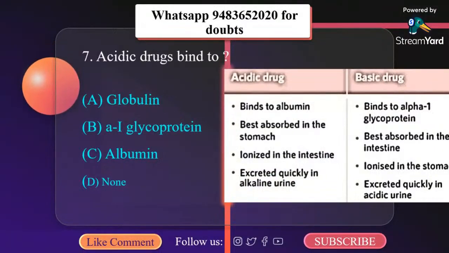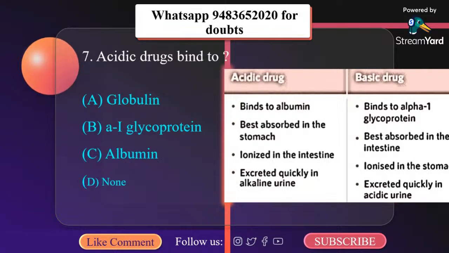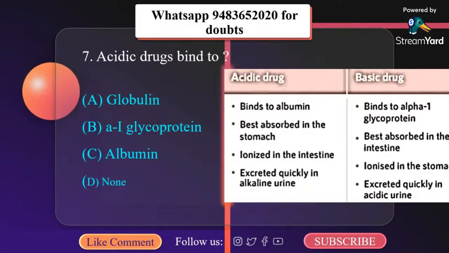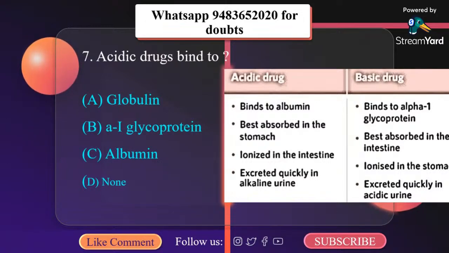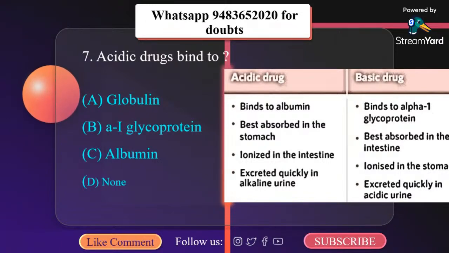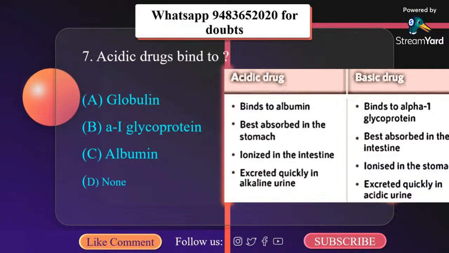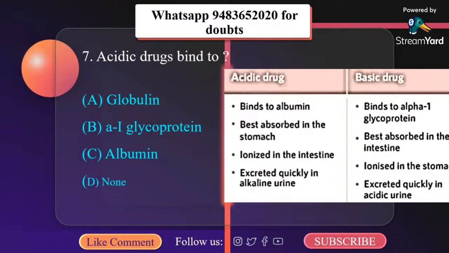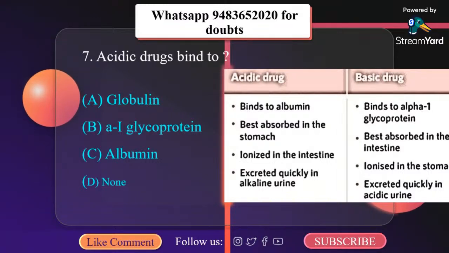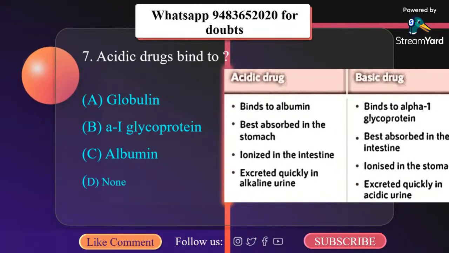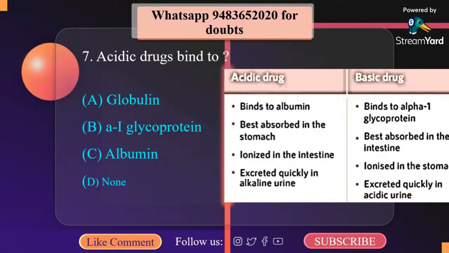An acidic drug binds to: A, globulin, B, alpha 1 glycoprotein, C, albumin. This acidic drug binds to albumin. It is best absorbed in the stomach. The acidic drug is ionized in the intestine. Acidic drug is excreted quickly in alkaline urine. Now, what about basic drug? Basic drug binds to alpha 1 glycoprotein. Basic drug is best absorbed in the intestine. Basic drug is ionized in the stomach. And basic drug is excreted quickly in acidic urine. So, the correct answer here is C, albumin.